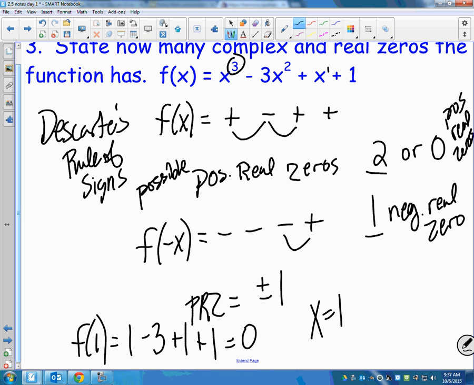I'll keep working it out to show you. But I can say, since there's 1, I know there has to be 2, and I know there has to be 1. So we could say right now that there are 3 real zeros to this without actually working it all the way out. So that's where Descartes' rule of signs can save you some work.